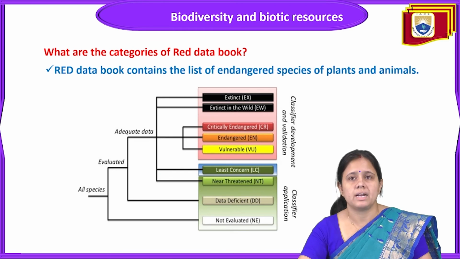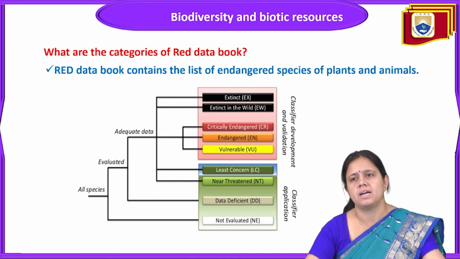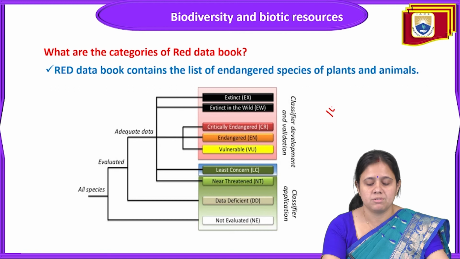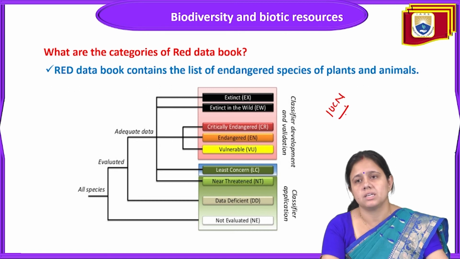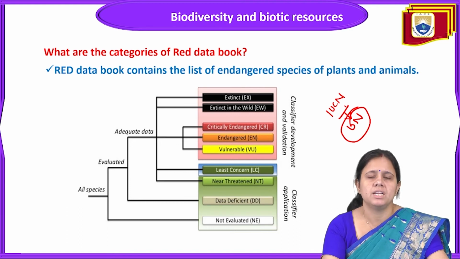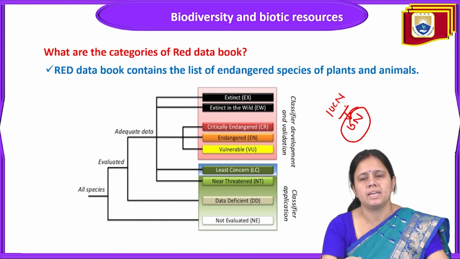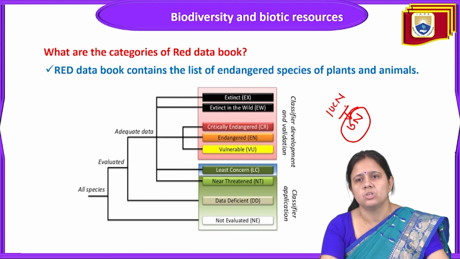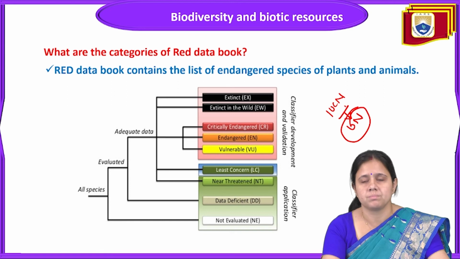Next is what are the categories of Red Data Book? Red Data Book contains the list of endangered species of plants and animals. This Red Data Book has been given by IUCN. IUCN is a part of United Nations. United Nations has made a program for the International Union for Conservation of Nature and Natural Resources. In this way, this IUCN has published a book that is called Red Data Book, and it contains many categories, and they have categorized all the living species, plants and animals into different categories. So these are the different categories of this Red Data Book.